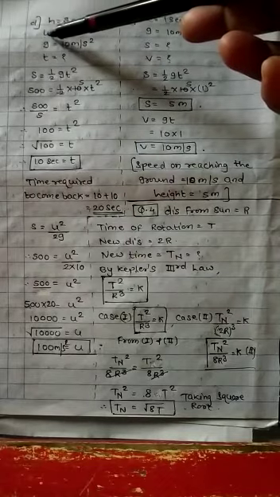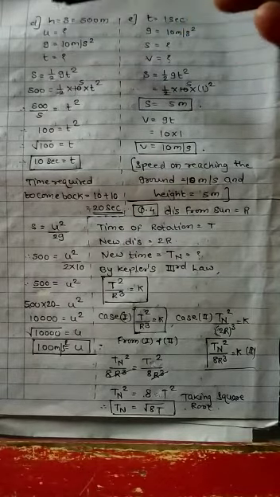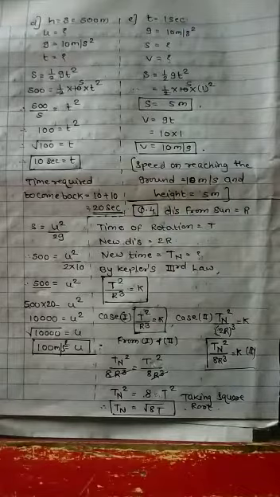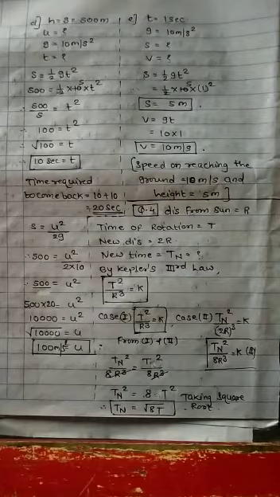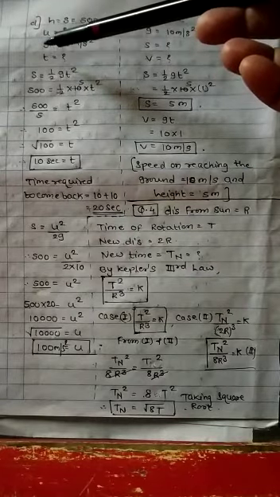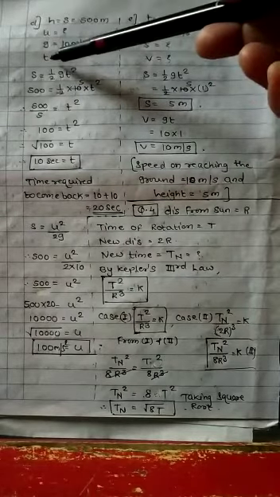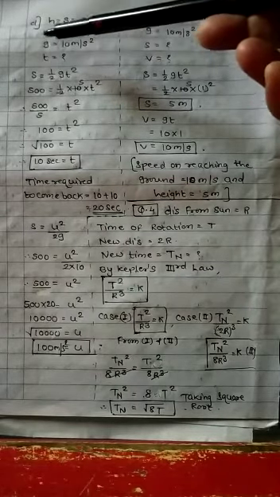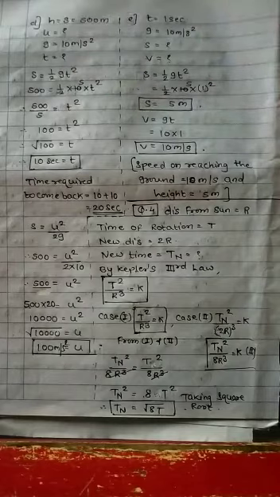Here you have to find out u, that is initial velocity. How long will the object take to come back to the earth? That means you have to find your time. How much time is taken to come back on the earth? So time you have to find here, and assume g is 10 meter per second square.